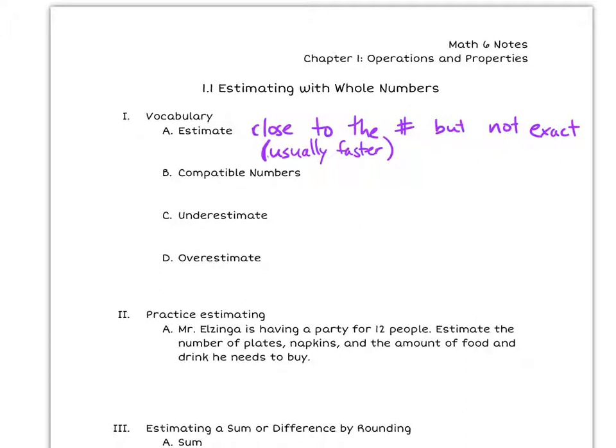Compatible numbers. Well, the number piece is easy with that one, right? We all know what a number is, I hope. Compatible. What do you think compatible means? Happy said maybe putting numbers together. What do you think? They work.